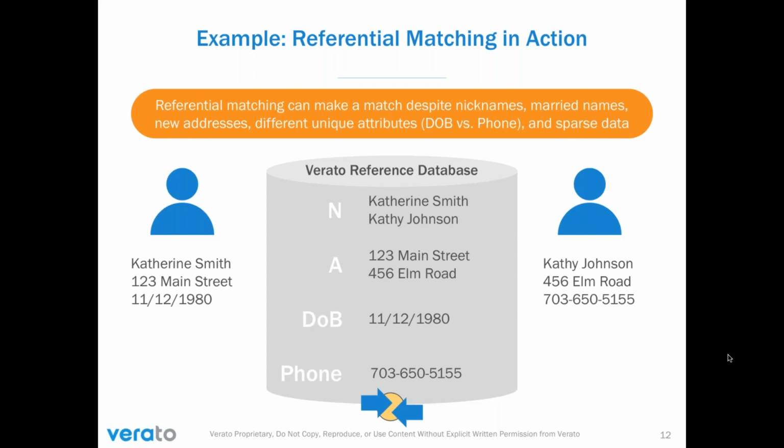But inside of our reference database, we know that Catherine has gone by Catherine and Kathy. We know that she got married and changed her name from Johnson to Smith. We know that she has lived at multiple addresses. We know that she's got multiple phone numbers over time. And so we can connect the dots between your payer records on the left and right with our reference database and be able to tell you those are in fact the same person.